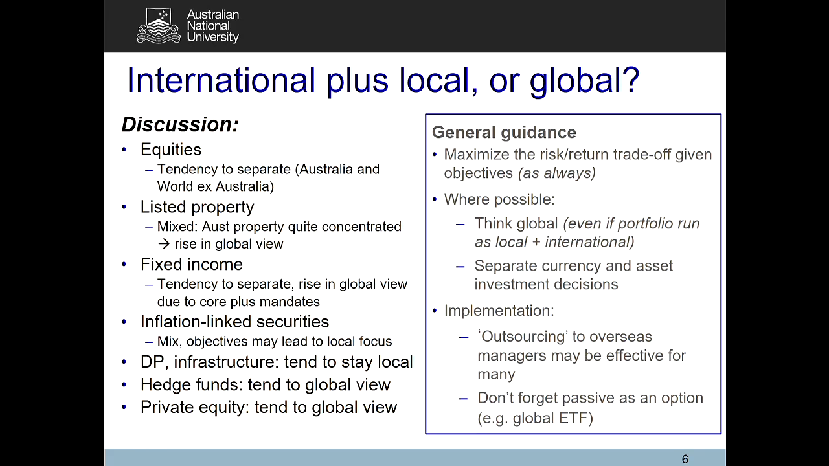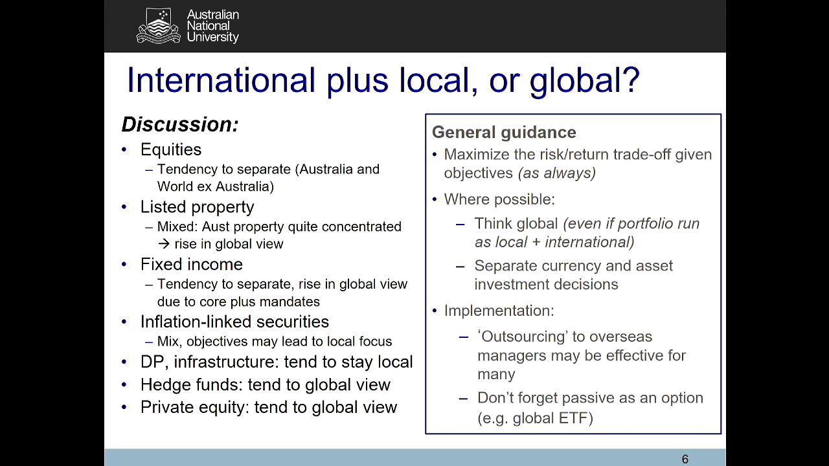In listed property, it is mixed, but there's a move towards taking a global view. There are more and more listed REITs that are global, and the Australian listed property market is really concentrated. About half of it is Westfield, and about 3/4 of it is 5 or 6 names. So you're not going to get good exposure by focusing just on Australia. So rather than separate them out, people are tending to look a bit more global now with listed property.